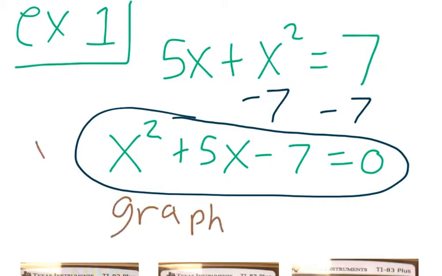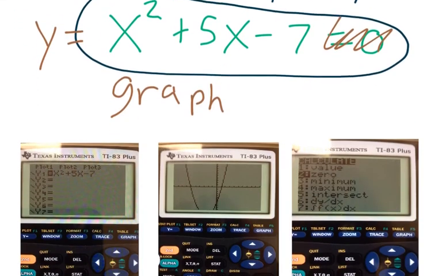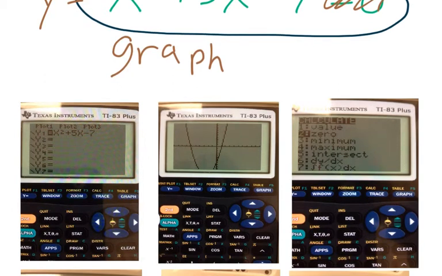I'm going to graph the equation y equals x squared plus 5x minus 7. I'm going to show you a little photo sequence here. So I type this in right here, the y equals button right there. Type in this equation. Boom. Hit the graph button. Here's your graph.